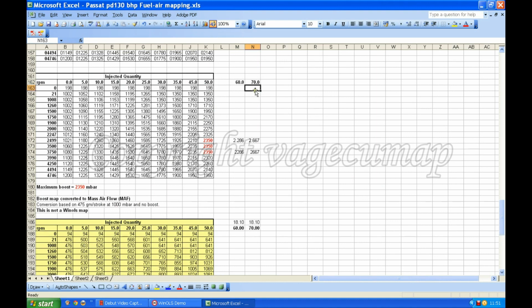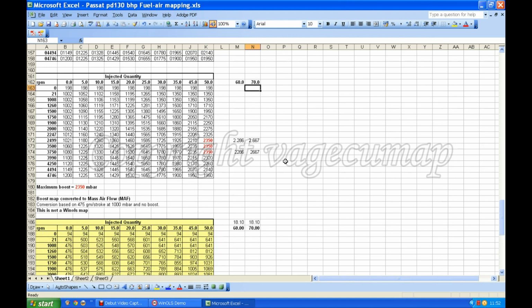And what does this all mean? It's all lots of numbers, lots of gobbledygook coming at us. But what it means is, look, 60 milligrams injected, suggested fuel at 18.1 fuel air ratio, suggested boost 2286, less than what we've already got. So we're fine. We don't have to worry. So 60 we can completely ignore because we're covered.